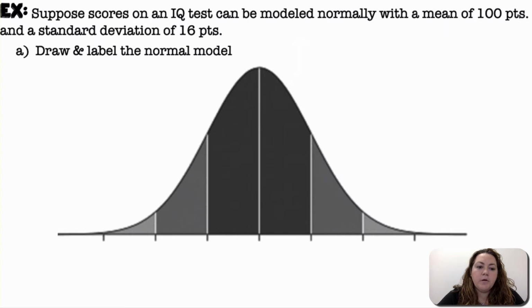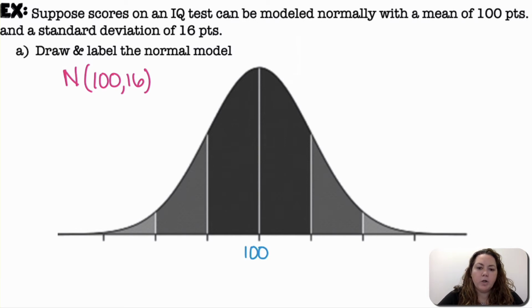All right, suppose scores on an IQ test can be modeled normally with a mean of 100 points and a standard deviation of 16 points. Draw and label the normal distribution. All right, so I'm going to use my notation. It's capital N that says I'm working with a normal model. My mean is 100 and my standard deviation is 16.